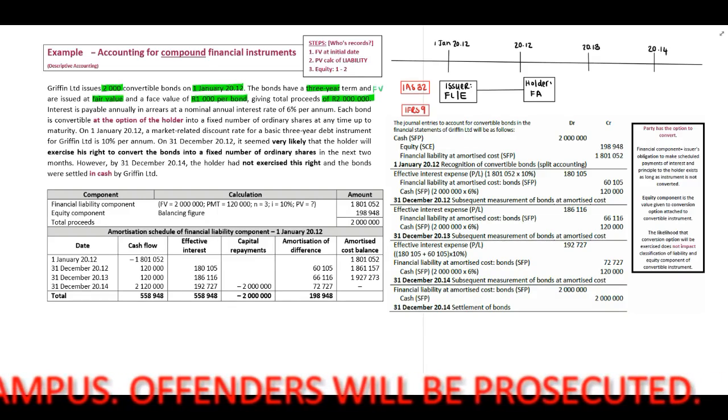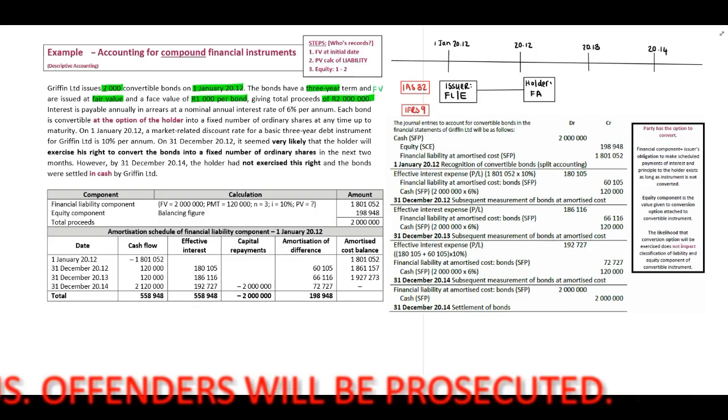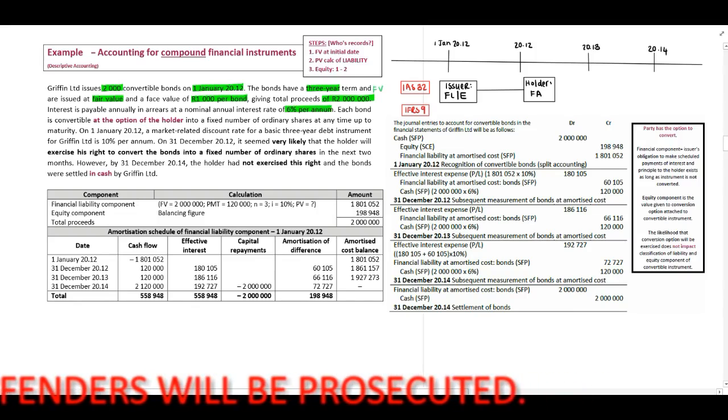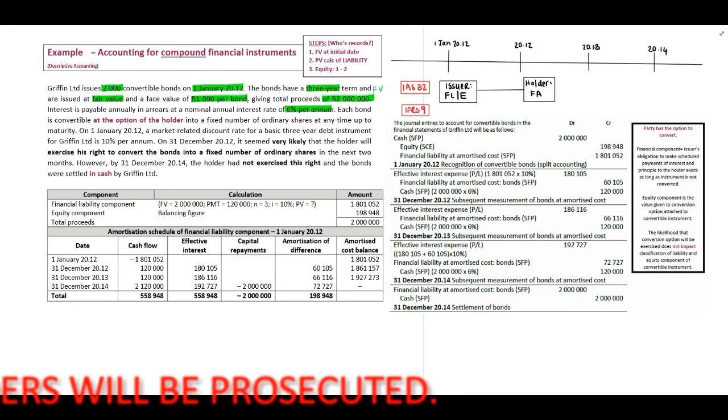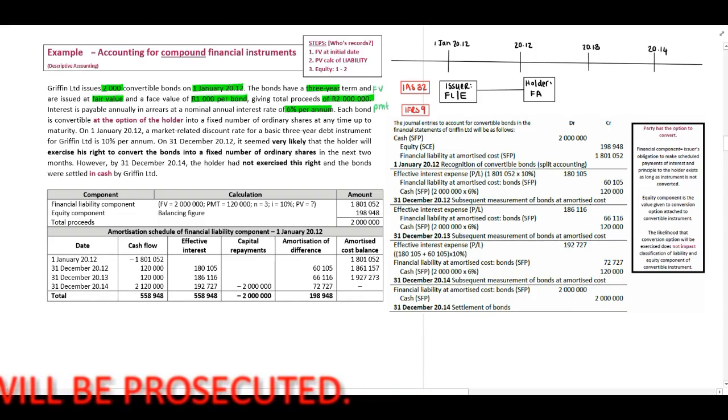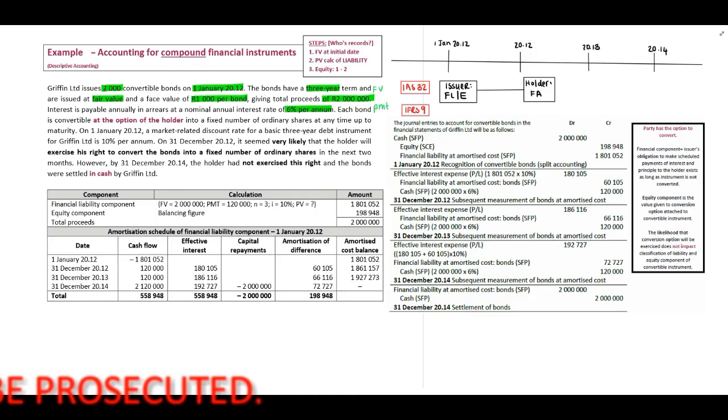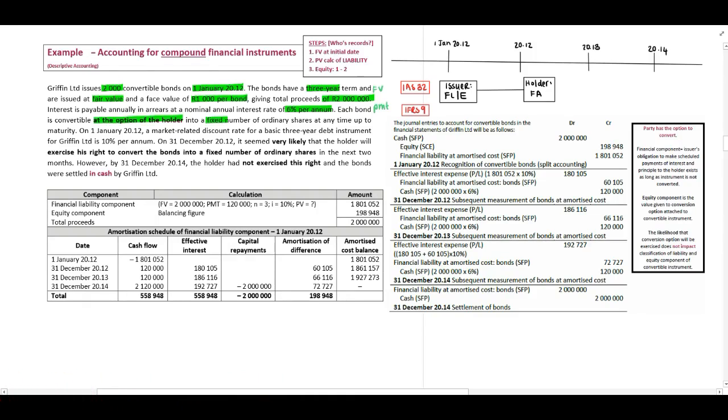Interest is payable annually in arrears at a nominal annual interest rate of 6% per annum. You need to identify that this is the actual cash outflow, the payment, the 6% times 2 million. Each bond is convertible at the option of the holder into a fixed number of ordinary shares at any time up to maturity date. On 1 January 2012, a market-related discount rate for a basic 3-year debt instrument for Griffin Limited is 10% per annum.